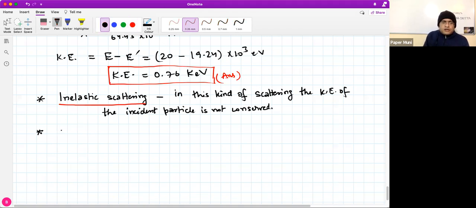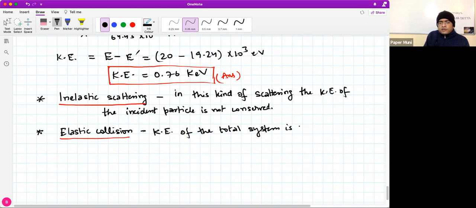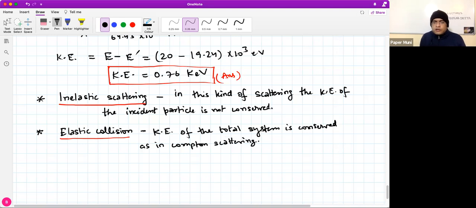And if you talk about elastic collision, it is defined as follows: the kinetic energy of the total system is conserved, as in Compton scattering. Compton scattering is termed as inelastic scattering, but the collision which is occurring here is the elastic one. So this is why it's termed differently in each case.